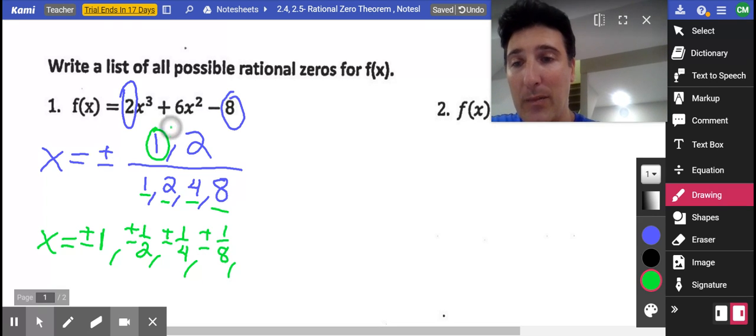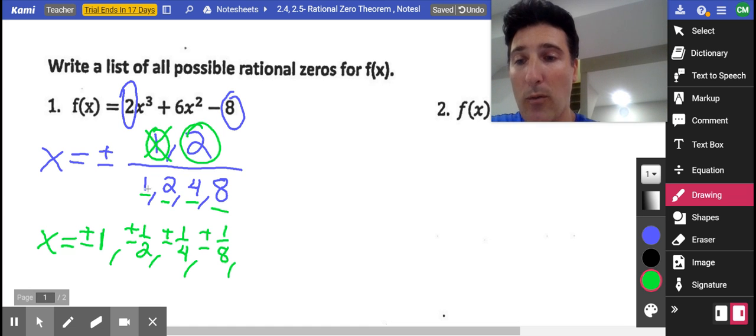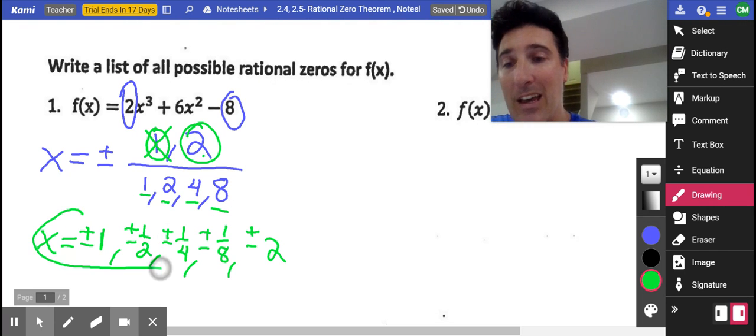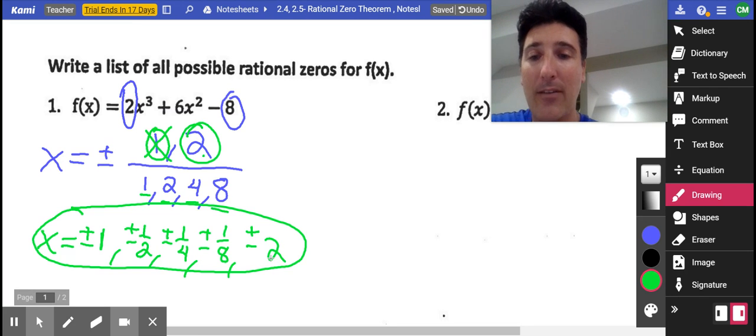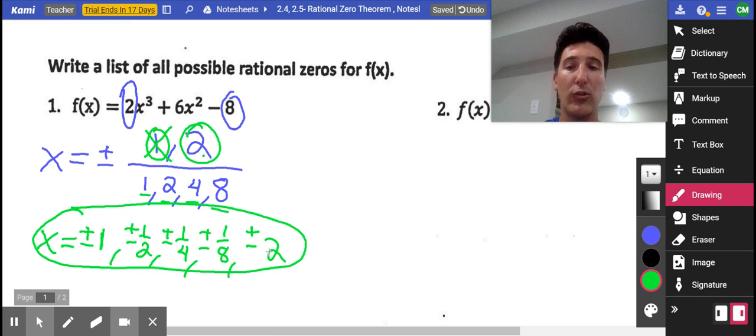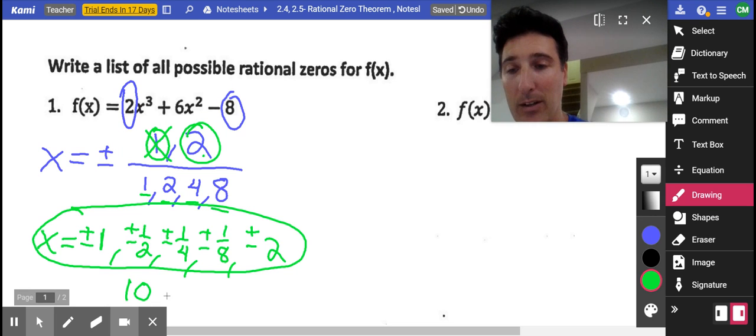Okay, all right, I'm done with this. Then I take the 2 and I divide it by everything here. So 2 over 1 is just 2, so I'm going to put plus or minus 2. 2 over 2 is 1, but I already have that on the list. 2 over 4 is 1/2, I already have that on the list. And 2 over 8 simplifies to 1/4, I already have that on the list. So this right here, if you look, we got 1, 2, 3, 4, 5, but it's plus or minus for each, so you double it. So this is 10 possibilities.